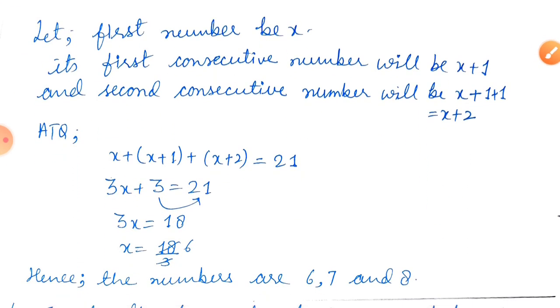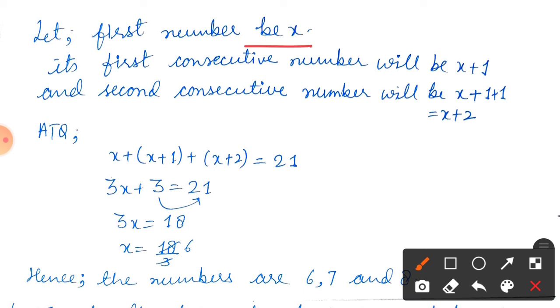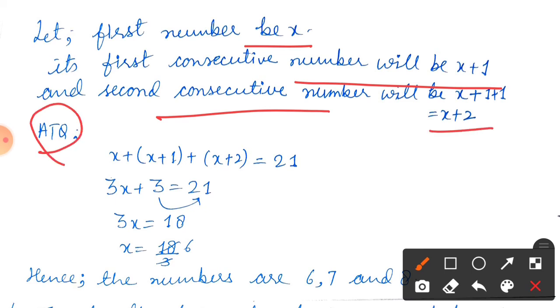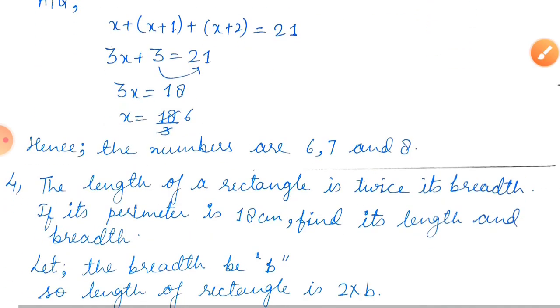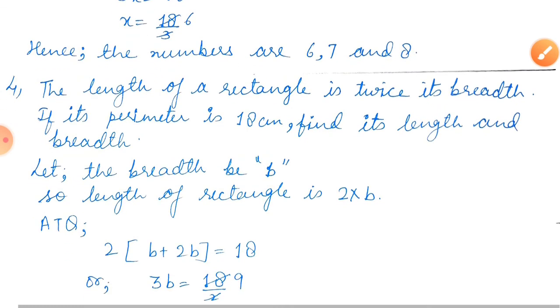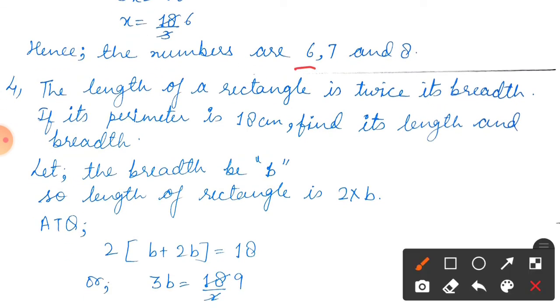So let us assume the first number as x. Its first consecutive number will be x plus 1. The second consecutive number will be x plus 2. So according to the question, x plus (x plus 1) plus (x plus 2) is equal to 21. So write the like terms together, that is x plus x plus x, which becomes 3x. This 1 plus 2 will become 3, and we simplify by transposition. We get the first number as 6, the second number as 7 and the third number as 8.